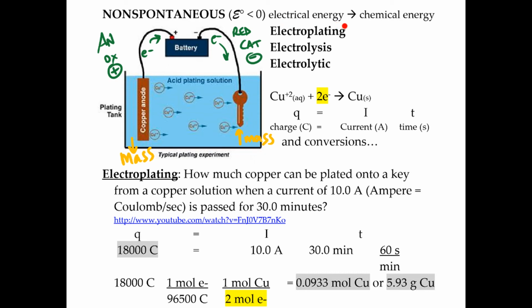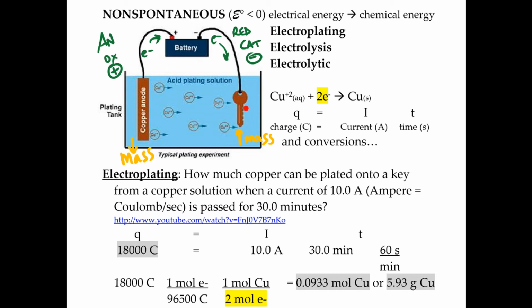Keywords you're going to look for are electroplating, electrolysis, and electrolytic cells. These are all non-spontaneous reactions. So let's talk about electroplating. Electroplating is like coating something with a thin layer of a metal.